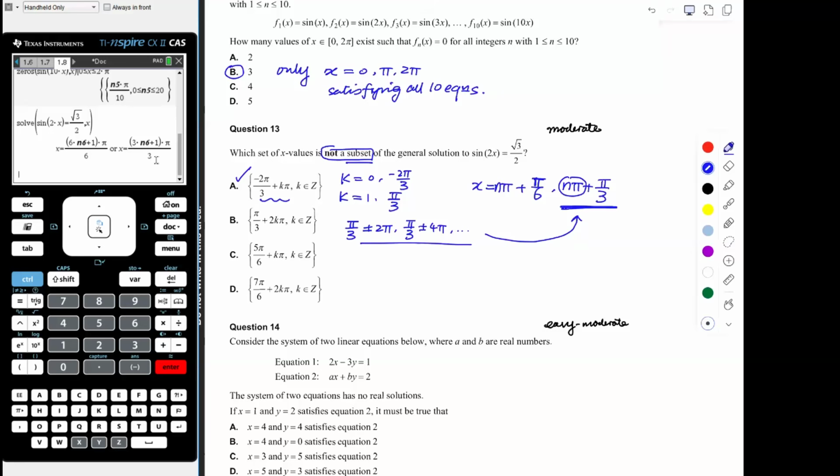Consider the system of two linear equations below, A and B are real numbers. The system of two equations has no real solutions, so they are parallel to each other. Therefore, you can say the ratio between x and the ratio between y are equal to each other, but not equal to the ratio of 1 to 2. So we can have A over 2 equal to B over negative 3, but not equal to half. I can get, for example, 2b equals minus 3a, something along this line. And then 1 and 2 satisfies equation 2.